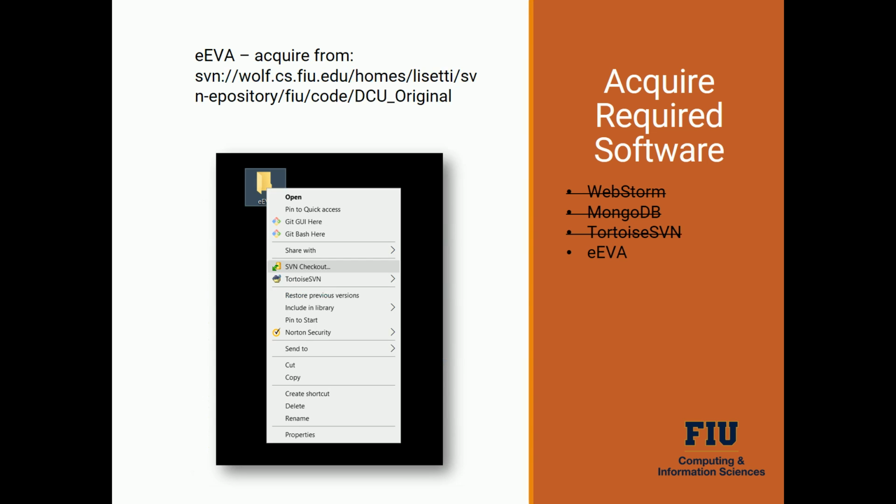The next step requires that you have access to the repository where eEVA is stored. If you do not already have access, please speak to Dr. Christine Lassetti, the product owner, before proceeding. If you don't have eEVA already, you will need to obtain it from the product owner's lab repository. First, create a directory on the C drive of your machine, navigate to the newly created folder, and right-click to view the additional options. Click on SVN Checkout as shown on the screen.